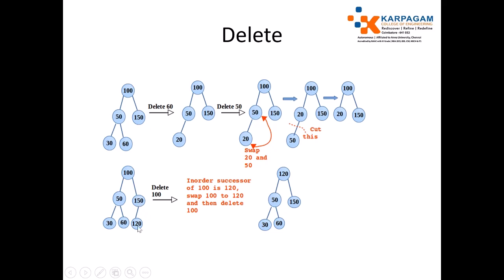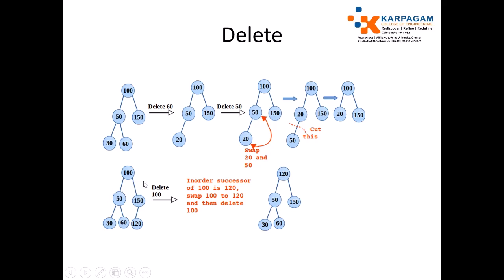The in order successor of 100, or the in order predecessor. Anything we can take. Either you can take the in order successor or the in order predecessor. For example, if I wish to delete 100, for the in order successor, when you perform in order traversal, after 100, 120 only will come. So just replace with 120. That's all.